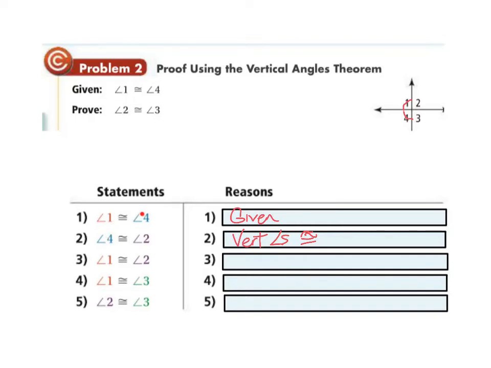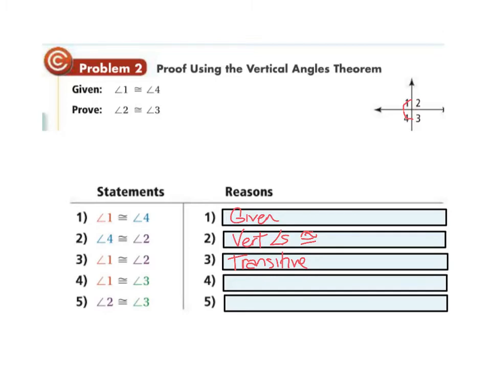And then they've got this all colored up for us so that you're supposed to notice some things. If you can see that, oh, if 1's congruent to 4 and 4's congruent to 2, then 1 and 2 are going to have to be congruent. That's the transitive property. Did you remember that one? All right, let's keep going.